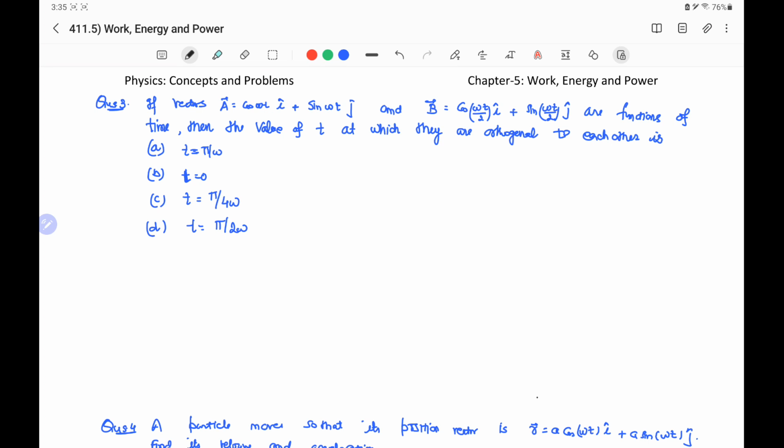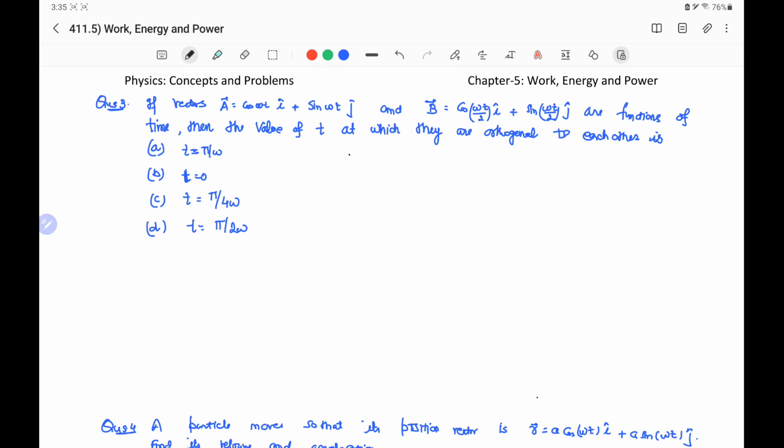Next question is, if vector A equal to cos omega t i plus sin omega t j and B is cos omega t by 2 i plus sin omega t by 2 j are the function of time, then the value of t at which they are orthogonal to each other is, options are t equal to pi by omega, t equal to 0, t equal to pi by 4 omega and t equal to pi by 2 omega.